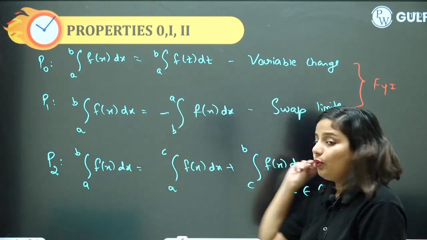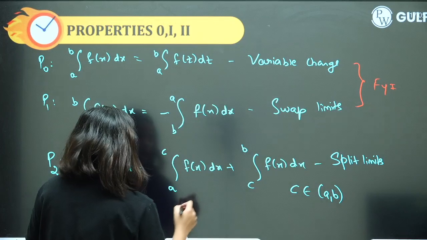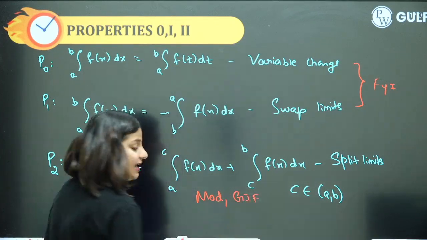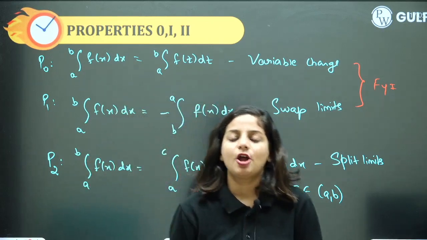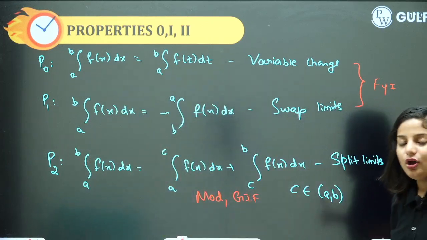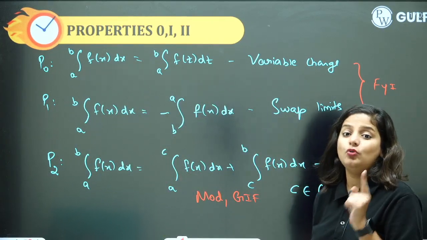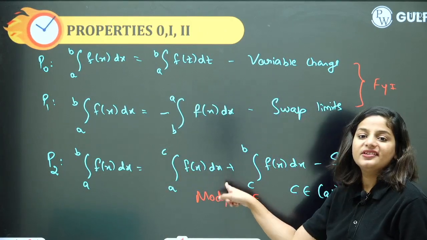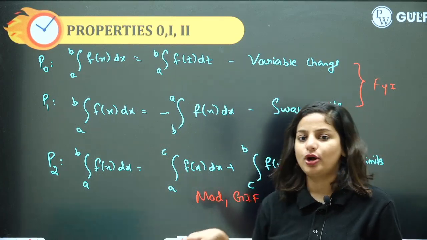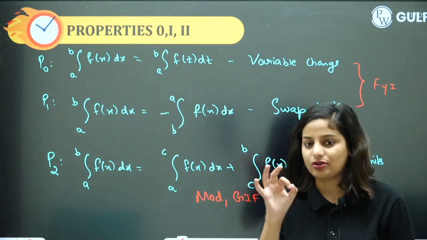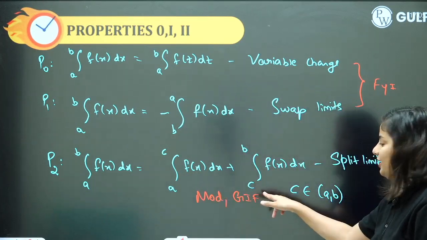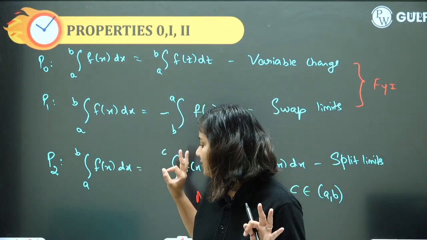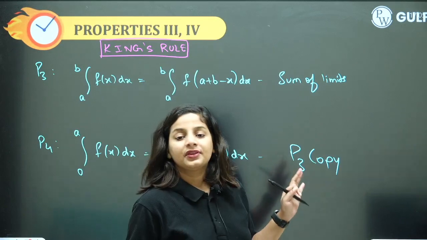This P2 is used whenever you have a question on modulus or GIF function. Yes, because mod means split. Mod means split. I've always talked about this. Whenever there's a modulus function, we split. And how do we split? Using this property, we will solve mod questions. Do you want a question on it? I will solve, don't worry. So mod and GIF function, if you have, you're going to use P2 property, that is the split property.